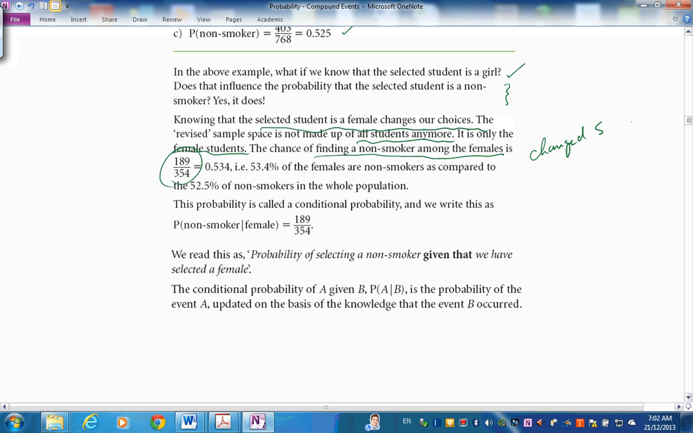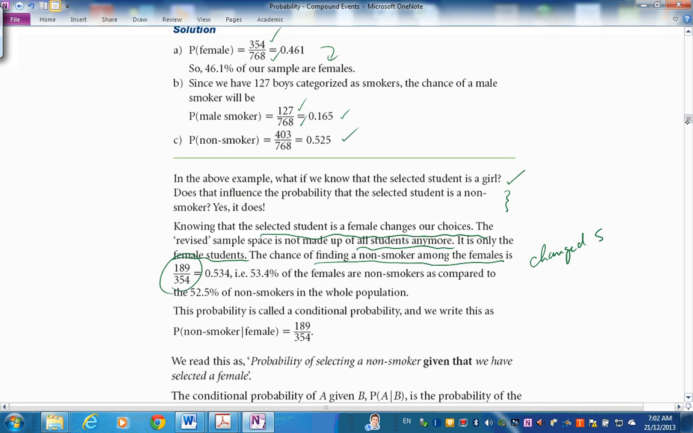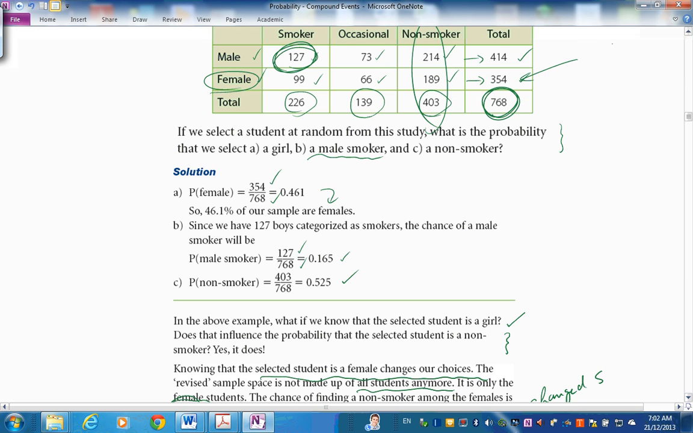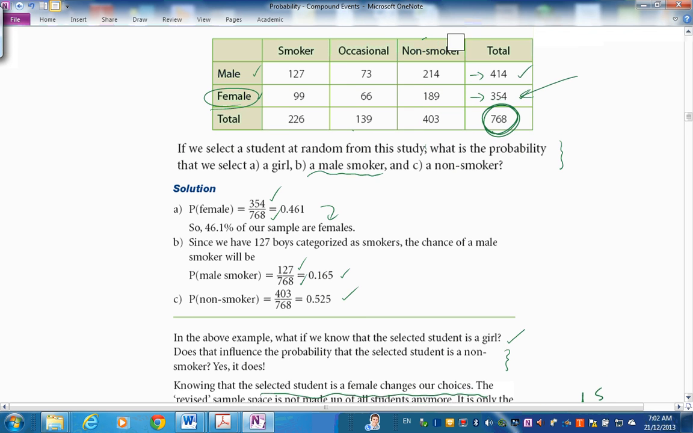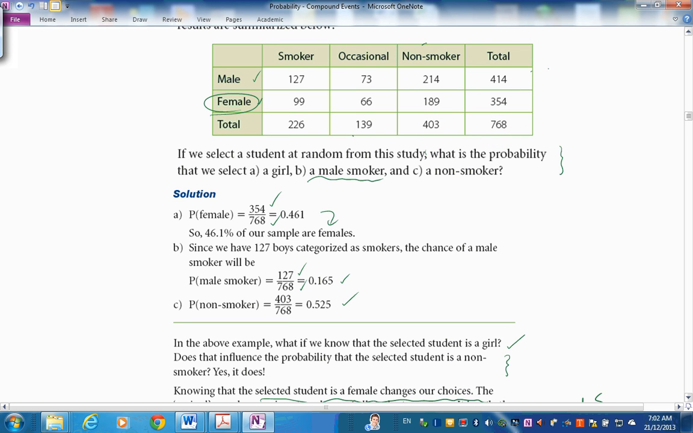Let's go back and have a look at it. Let's go up here a little bit. Okay. So if we're choosing females, let's just tidy this all up again. If we're choosing females, we know we're just choosing females. So it's out of 354. And what do we want? Non-smoker. So it's 189 out of 354. We're not going to take this whole bundle anymore because we're choosing female.